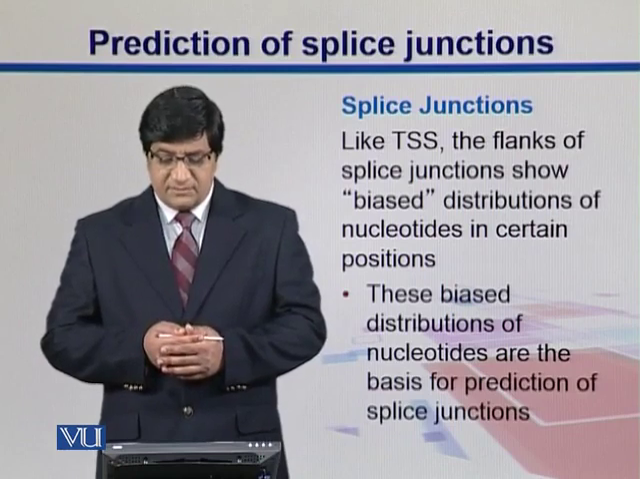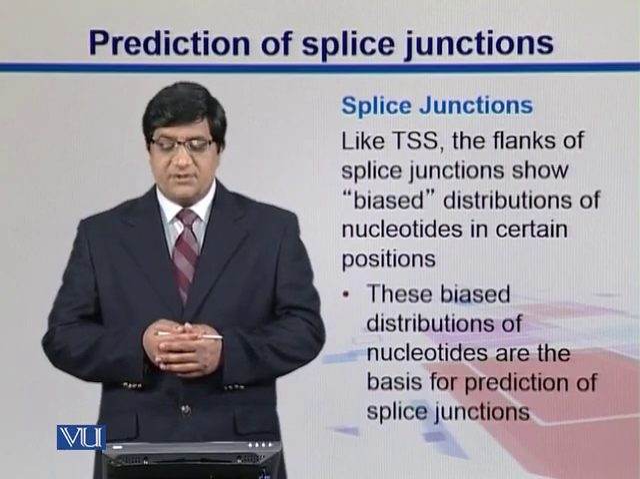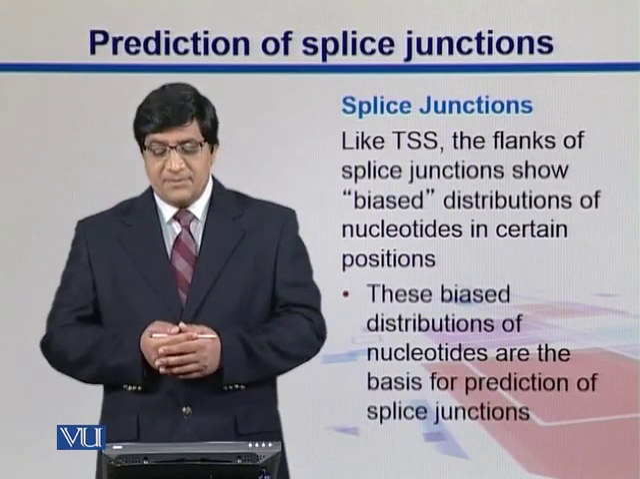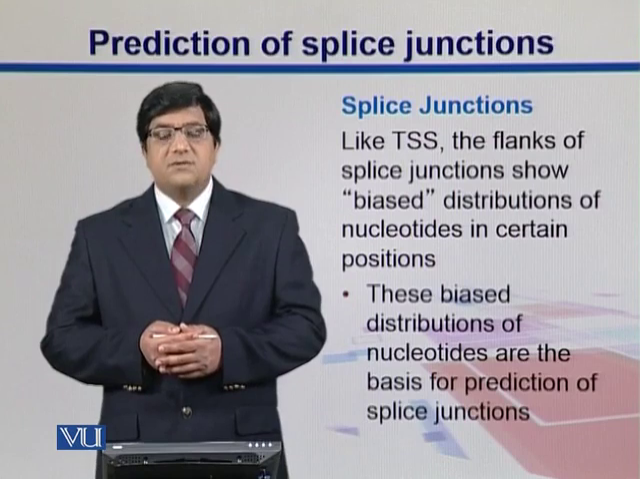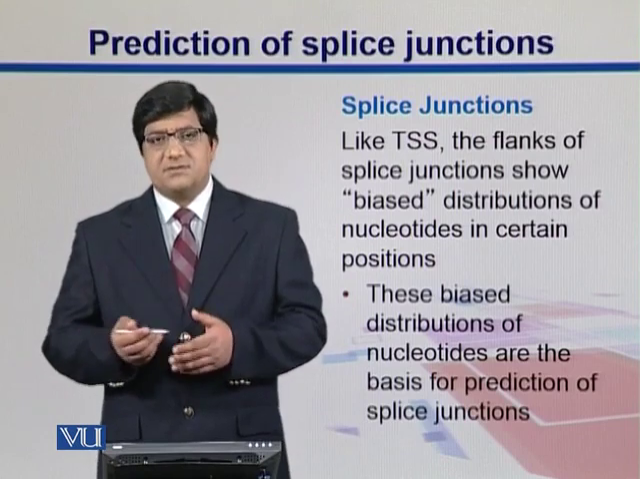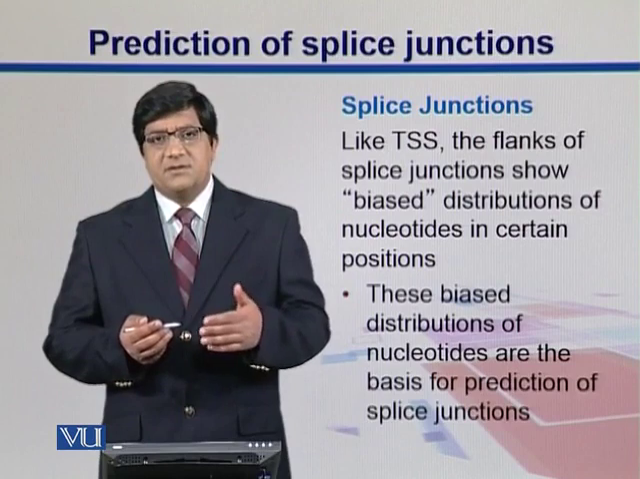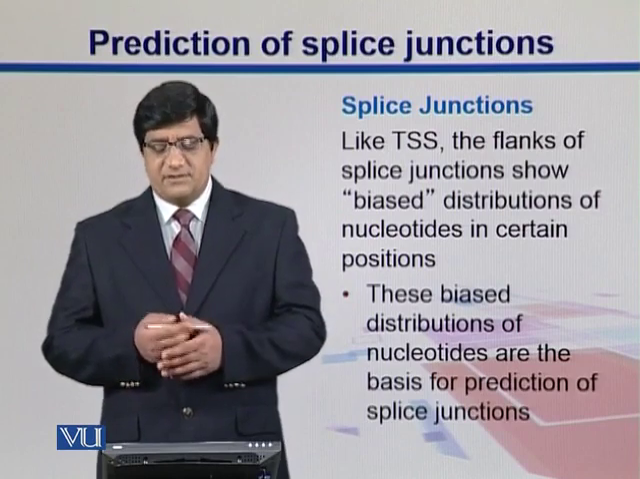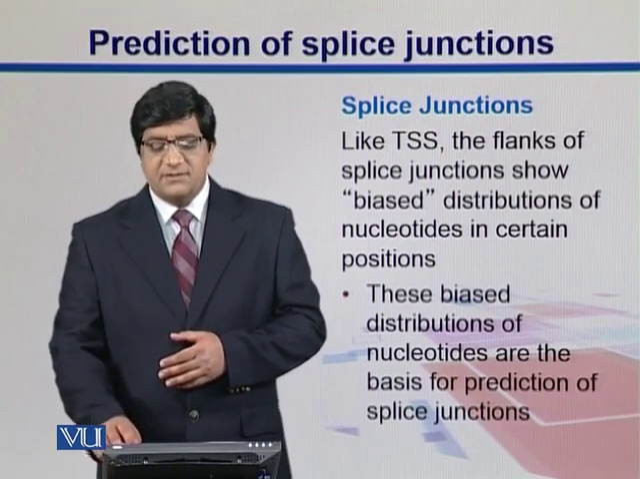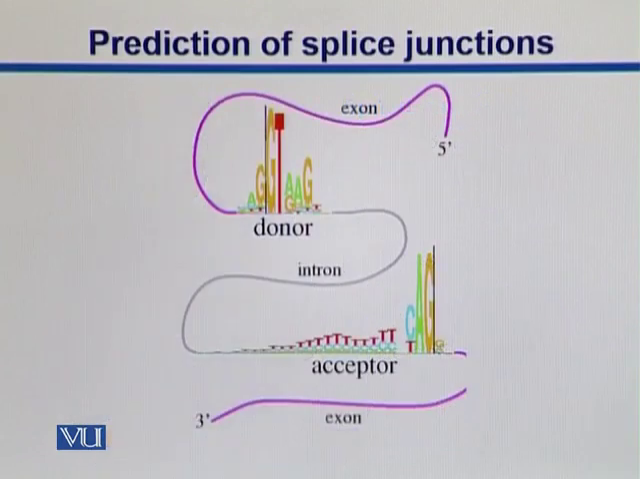So like TSS, the flanks of splice junctions also show biased distributions of nucleotides in certain positions. So these biased distributions can be used to predict those splice junctions. We also did a similar activity in identifying the TSS, so we can do something similar here. Here is the example. We have exons, and then we have the donor site where we see a big GT. That representation, guys, is called sequence logos. I'll talk about that in a moment.